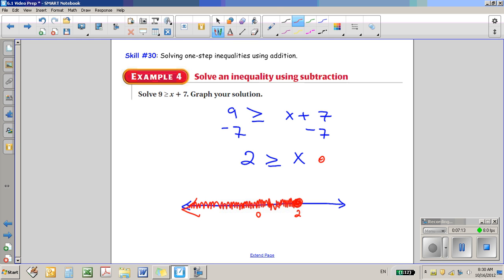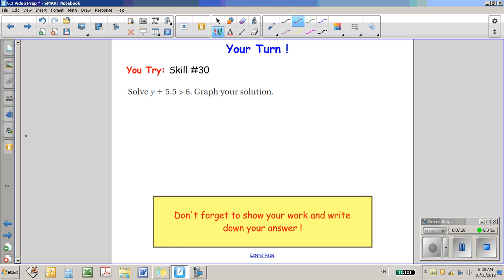Now you can also write this answer as x is less than or equal to 2. Remember, just make sure that 2 has to be a larger quantity here, because you don't want to actually change your answer. And that's it. So pause the video and try this problem. Make sure you solve it and don't forget to graph it.